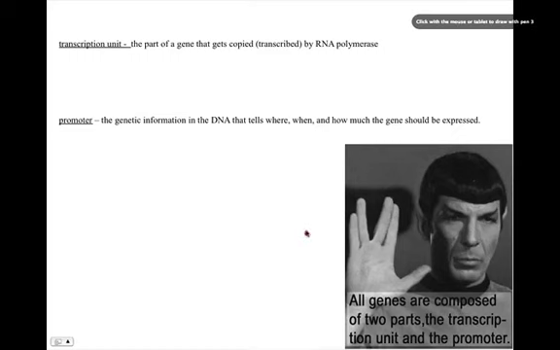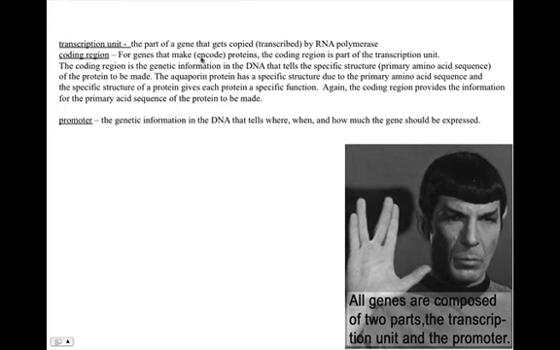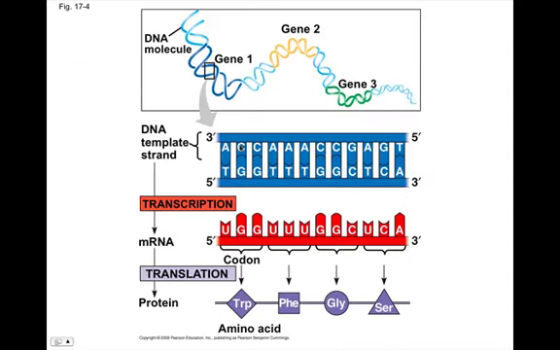So that's what's going to be happening, and the information is coming from the transcription unit. The transcription unit for genes that code proteins has this coding region. The coding region is the genetic information that tells the specific structure of the primary amino acid sequence of the protein. Okay. So we've been talking about that.